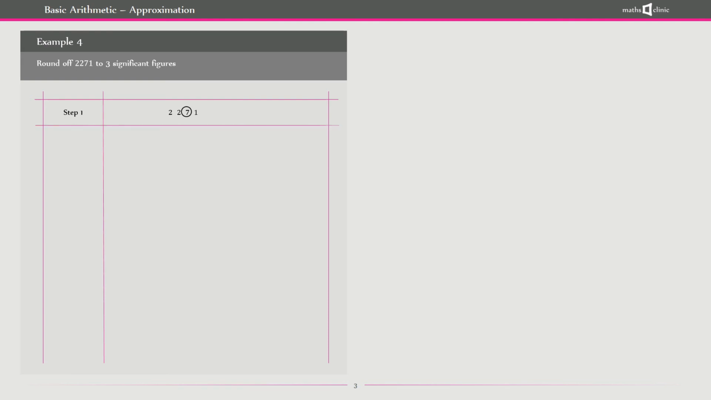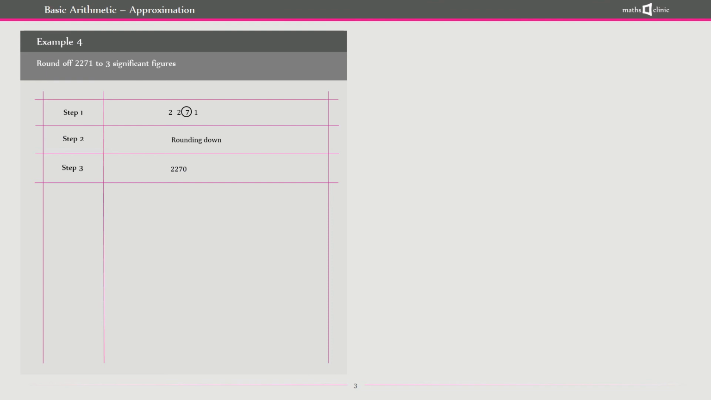Basically, we look at the number that comes after 7. Are we rounding up or rounding down? We're rounding down. And what we have in the end is 2,270. We leave 7 as it is and 1 becomes a 0. Simple, straightforward. That's pretty much it there.